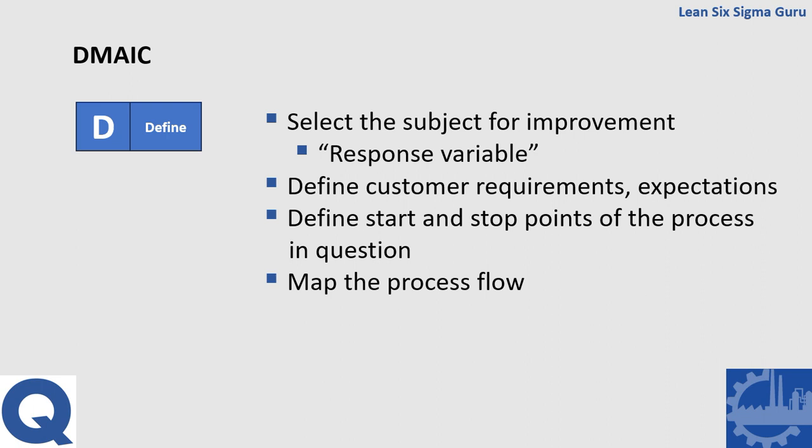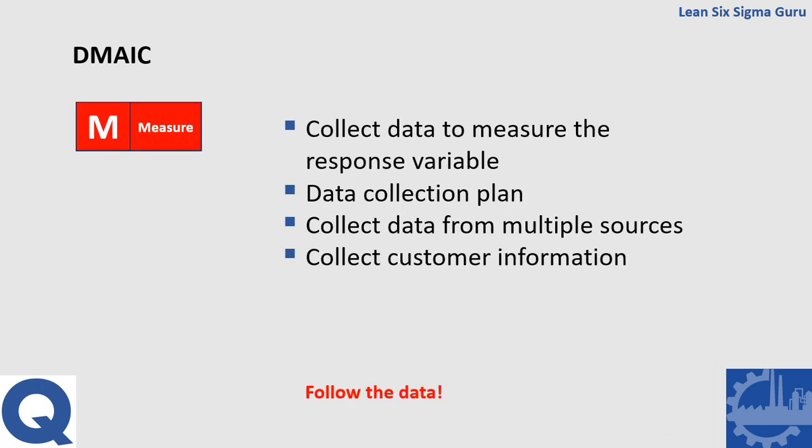We define customer requirements and expectations in this step. We define the start and stop points of the process in question, and we map the process flow. A very important part of define is to map out the process flow so that we understand it.